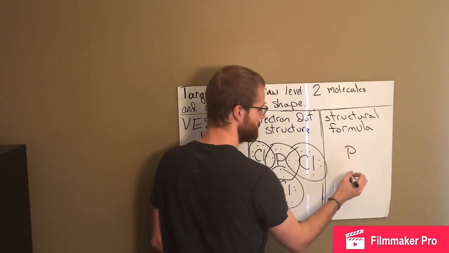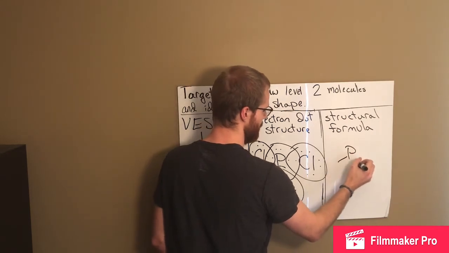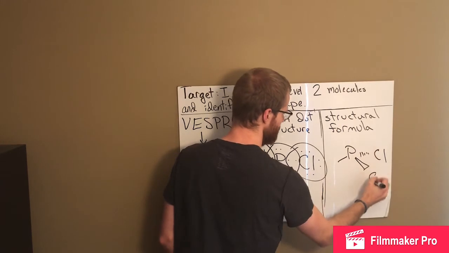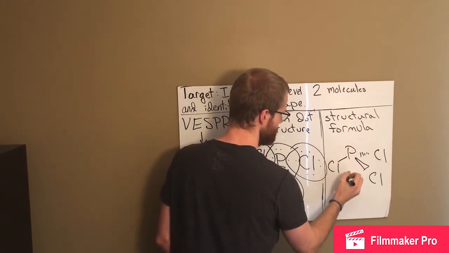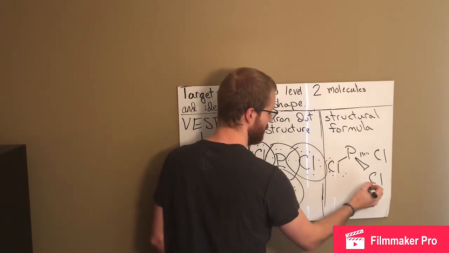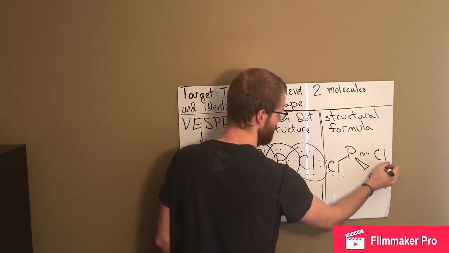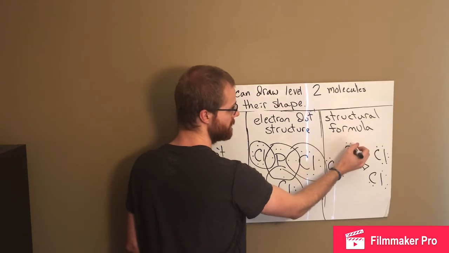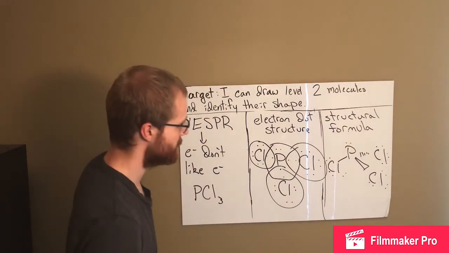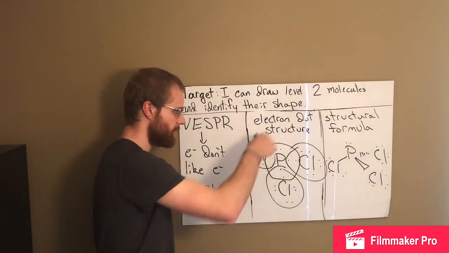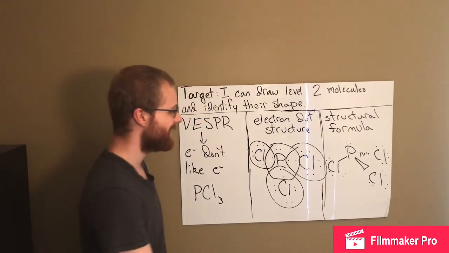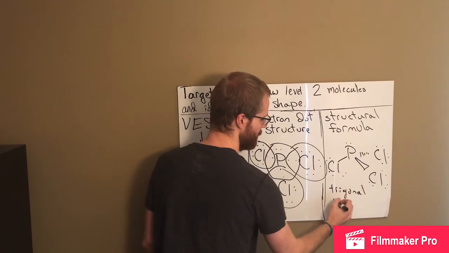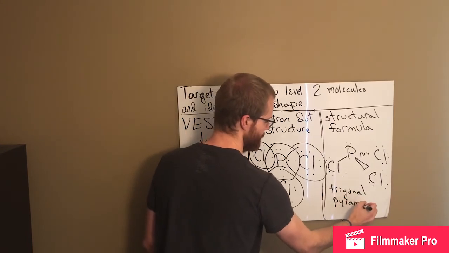Okay, so let's draw the structural formula of this molecule. We'll have phosphorus, and it's going to have 3 chlorine atoms that it is bonded to. Each of these 3 chlorine atoms have 3 pairs of unshared valence electrons, and the phosphorus has a pair of unshared valence electrons as well. And that unshared pair of electrons is why we are getting a trigonal pyramidal shape.